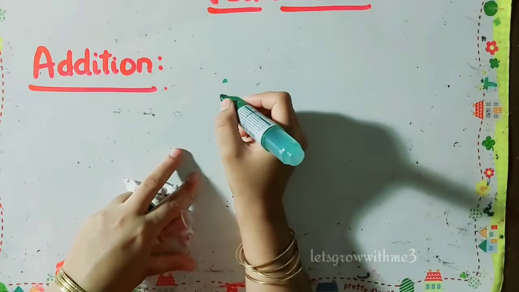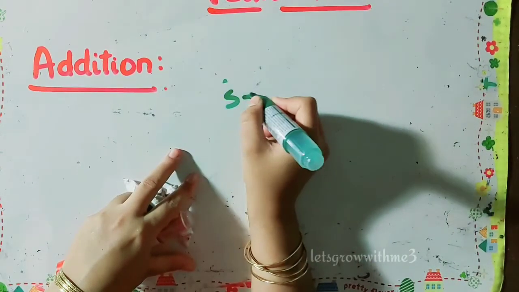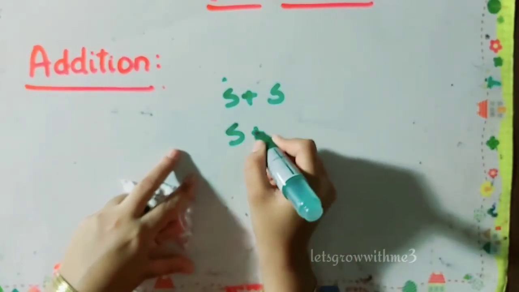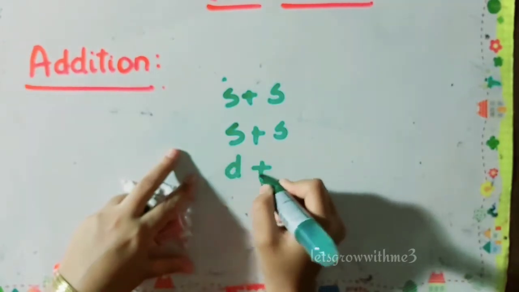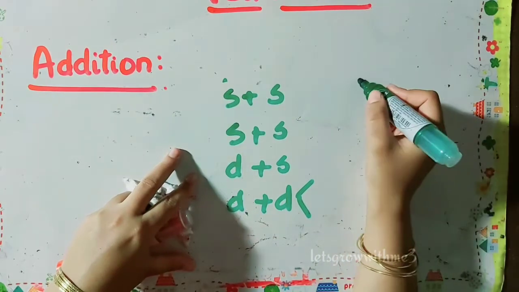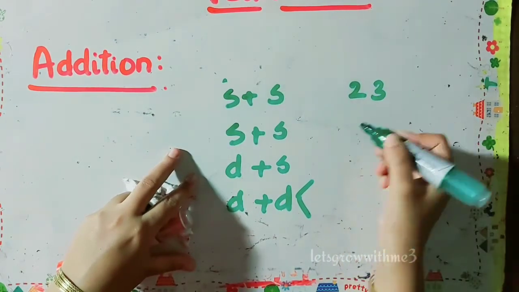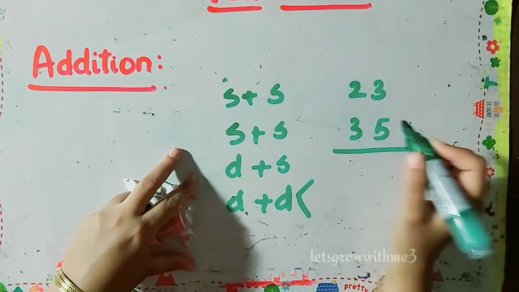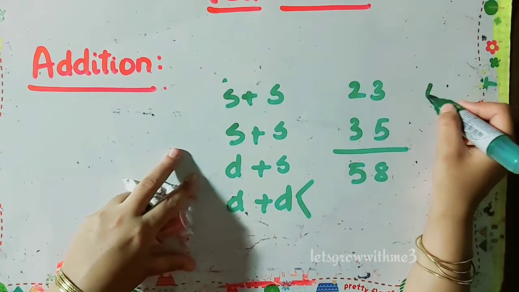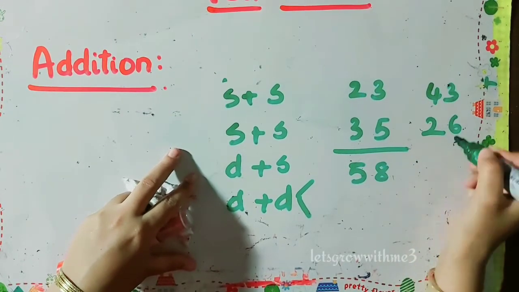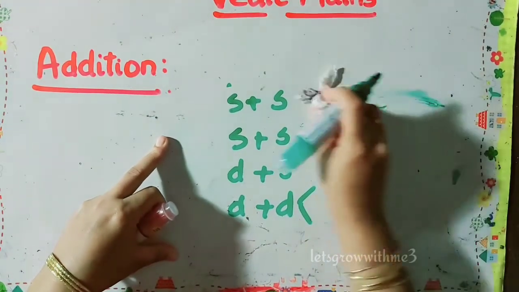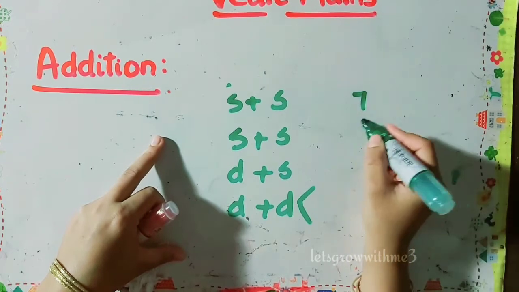Okay, let's see another category. Before that, I just want to write down all the categories which we went through now. So first one is single plus single. So you have with carry combination, without carry combination, and then double plus single with carry, without carry. Next we have double plus double. Again in this also we have with carry and without carry. So let's say without carry first. One example, 23 plus 35, which is equal to 58. Next one, 43 plus 26 is equal to 69. Okay, so these are all the examples for the without carry combination.